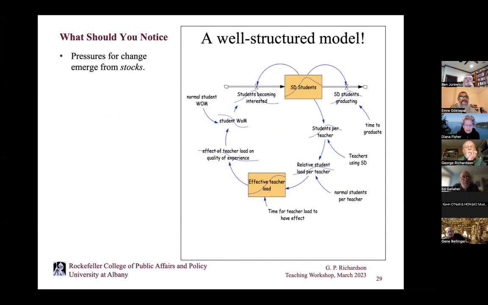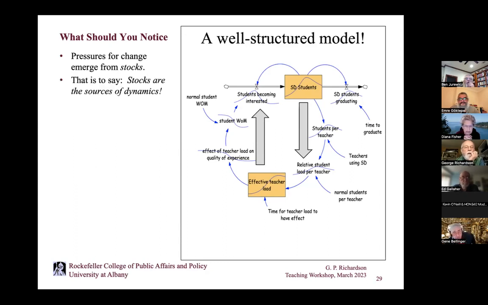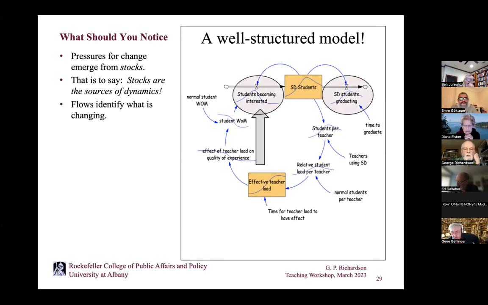Here's what you should note, and what I'm saying now is generic. Pressures for change emerge from stocks. The number of students gets us this teacher load per student. As students change, that load changes. And the effective teacher load influences how happy students are in the classroom. Are they happy because they think they're learning a ton, or there's just too many of them and the teacher has too little time for them? So pressures for change emerge from stocks. Another way to say that is stocks are the sources of dynamics. You and I are used to thinking of feedback loops as the sources of dynamics. No, it's actually stocks. That's where pressures for change come from.